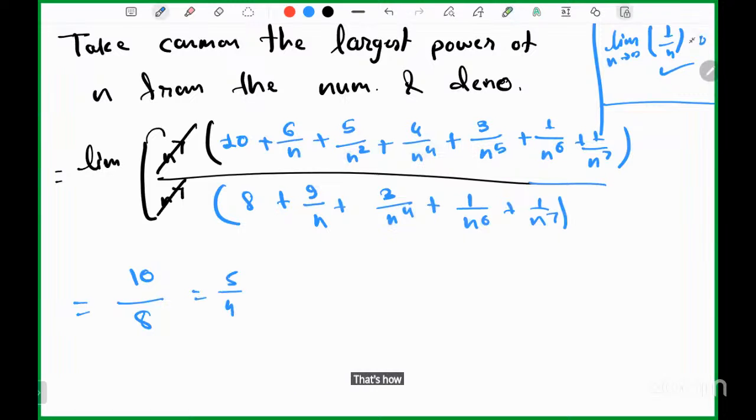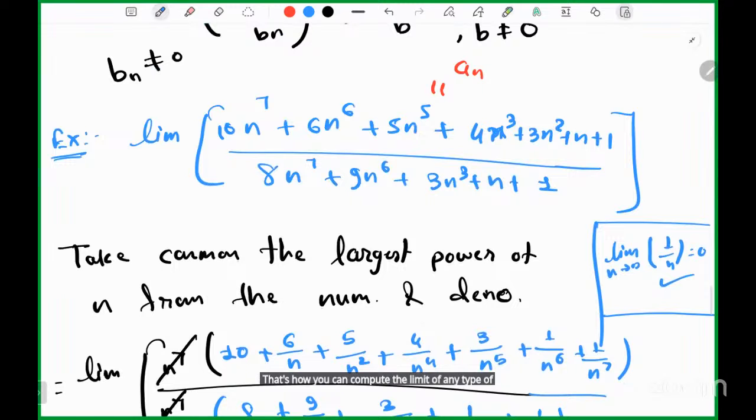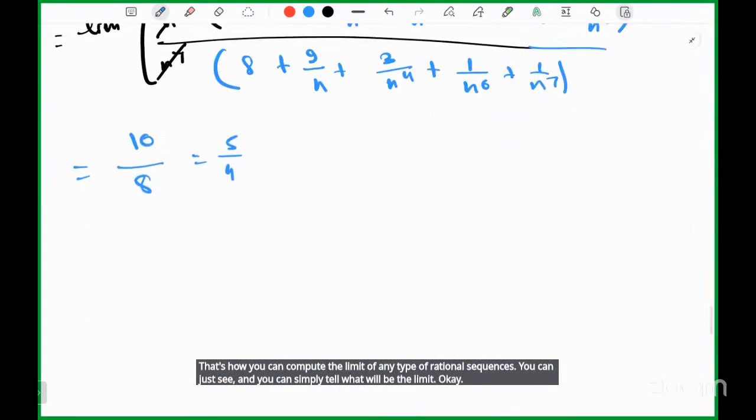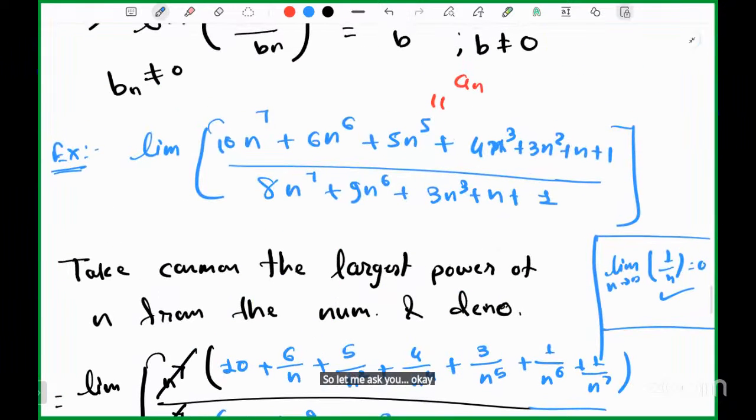That's how you can compute the limit of any type of rational sequences. You can just see and you can simply tell what will be the limit. Okay, so let me ask you, you guys can find out some question in this.